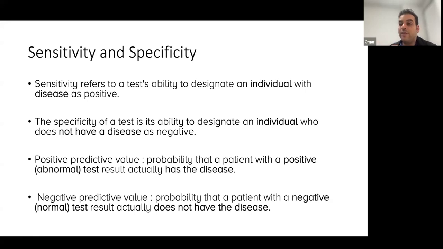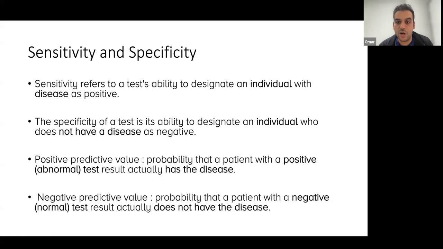But more importantly, and this is where everyone makes loads of mistakes in the FRCS on this section, what is the difference between sensitivity and positive predictive value? Positive predictive value is the probability that a patient with a positive or abnormal test actually has the disease. This is different to sensitivity. They almost sound the same, but they're not.